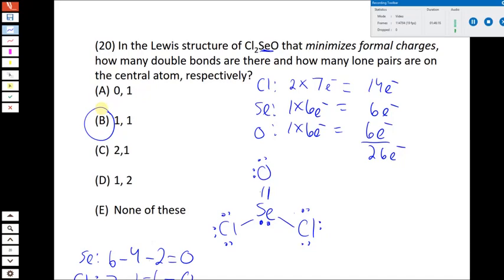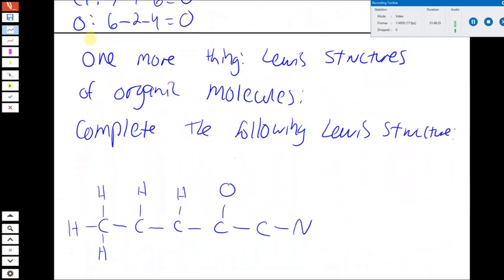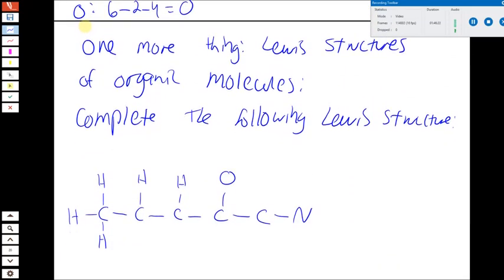All right, the last one that I want to cover, which you may have seen something like on the homework, is completing Lewis structures for larger organic molecules. So the approach I just went through works great if you have a single central atom, a few things bonded to it, and you're going to have to do that approach for a lot of the Lewis structures. But we will also sometimes give you pictures like this.